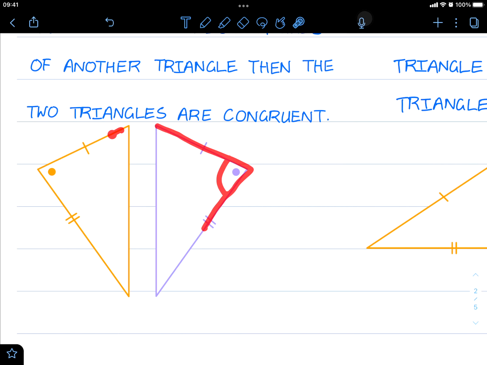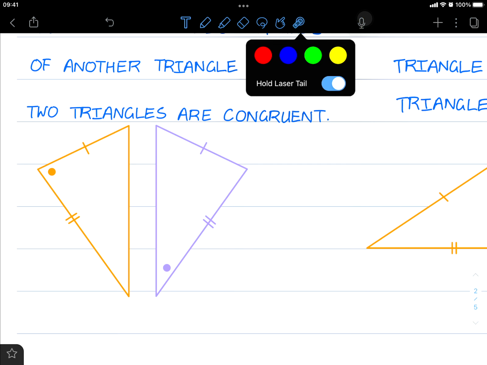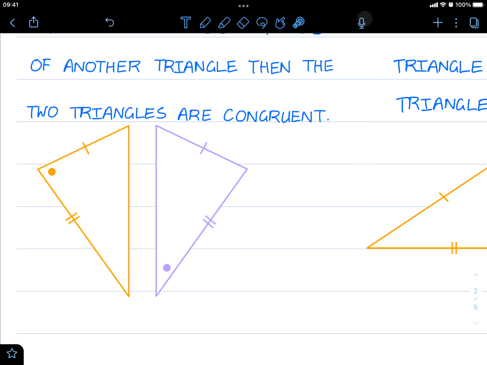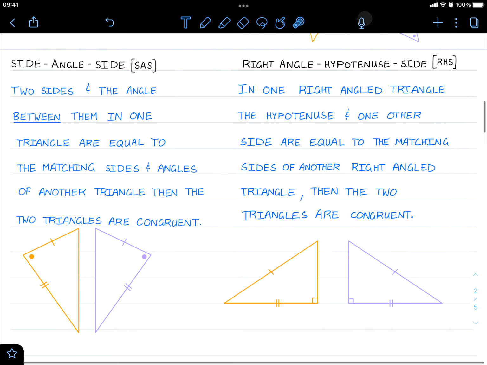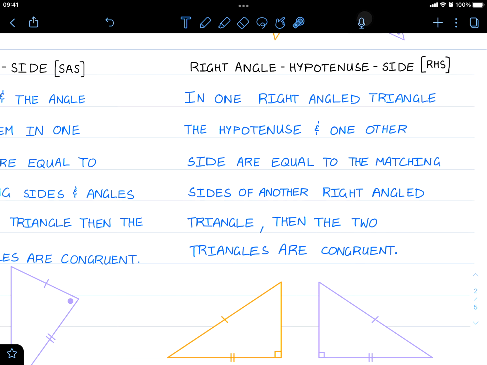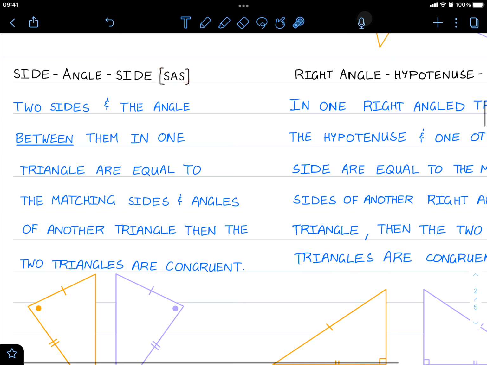So for example, if this dot was placed here, so we're being told that this angle and this angle are equal. But notice how this angle is not in between the equal sides. Therefore, we can't prove that these two triangles are congruent or not. The angle given must be in between the given sides that are equal. Sorry, just to emphasize, SAS, the angle must be in between.